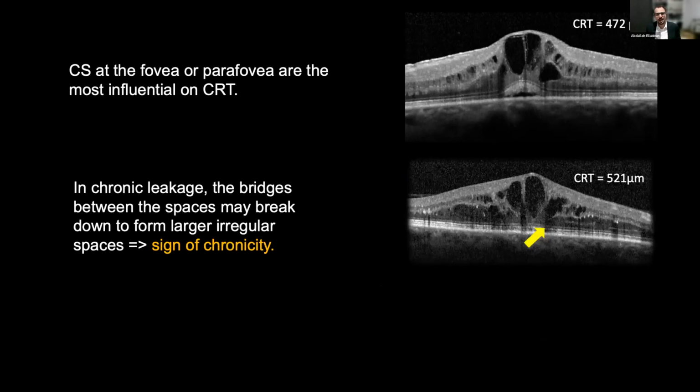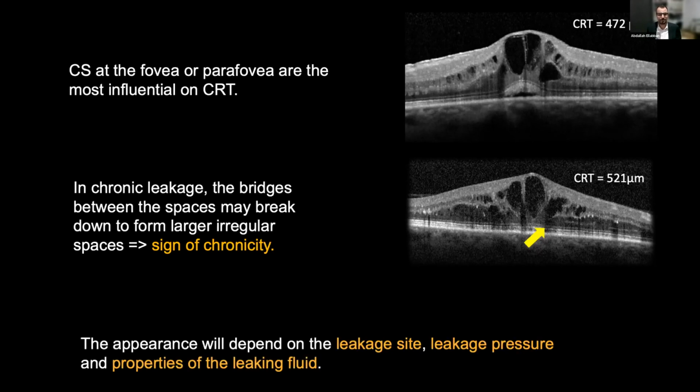Sometimes when these cysts are chronic, we start to see the break in the boundaries between the cysts and start to see them taking a regular shape. And when you see this picture, it's actually a sign that these cysts have been there for some time, and there is an ongoing inflammatory process and leaking process, which may give you some sort of prediction of what to expect when you start the treatment. And the appearance of these cysts will mainly depend on the leaking site, also the leaking pressure, and also the quality of the leaking fluid, which unfortunately we don't have information about.